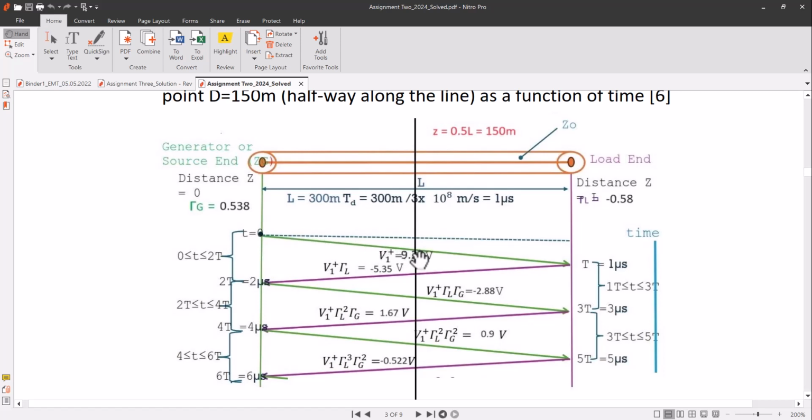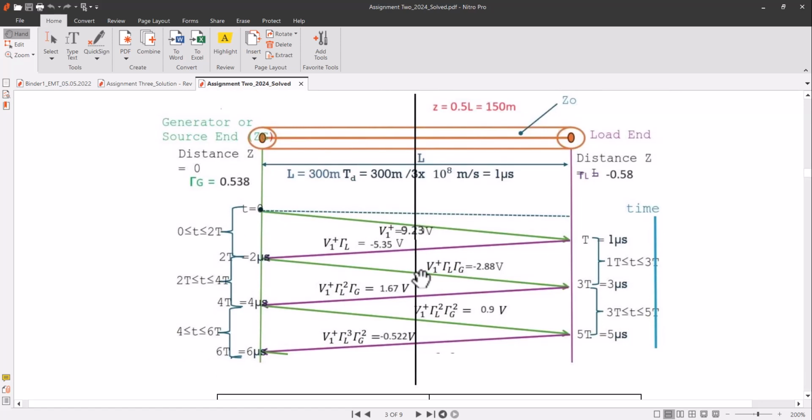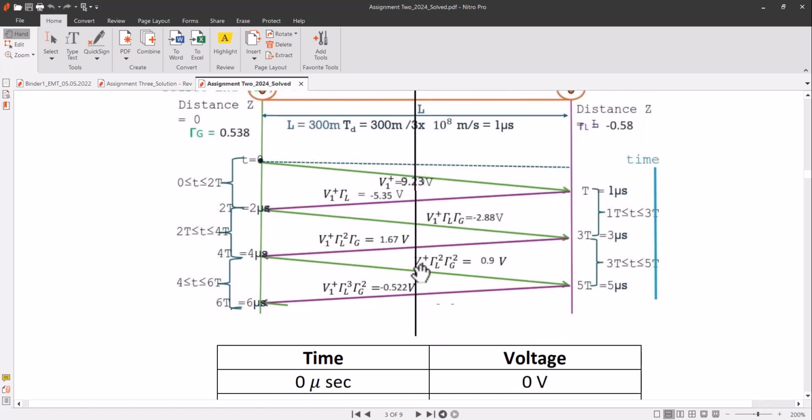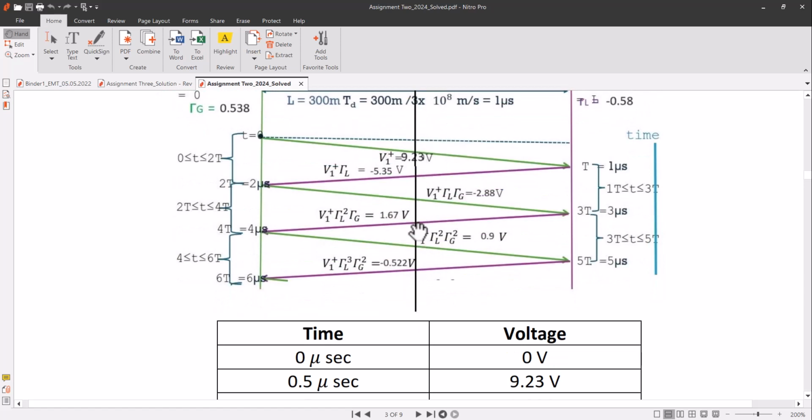So here we will simply have 0.5t, and this is 1.5t, and again this is 2.5t, 3.5t, 4.5t, 6.5t. Here we have 1t, 0, so in between we have 0.5t. Here we have voltage plus 9.23, and here we will be having the sum of these two voltages, and here we will be having the sum of all three voltages, and similarly here the sum of all these voltages.